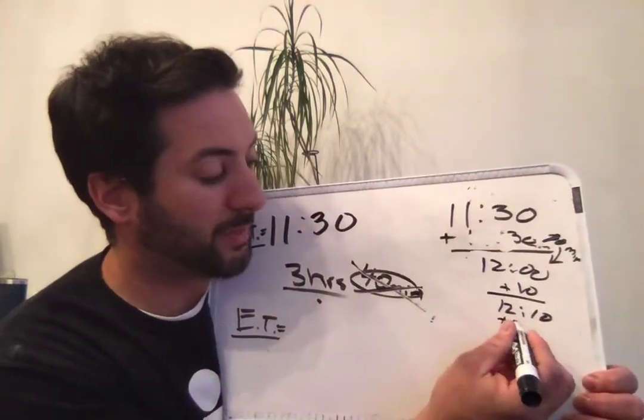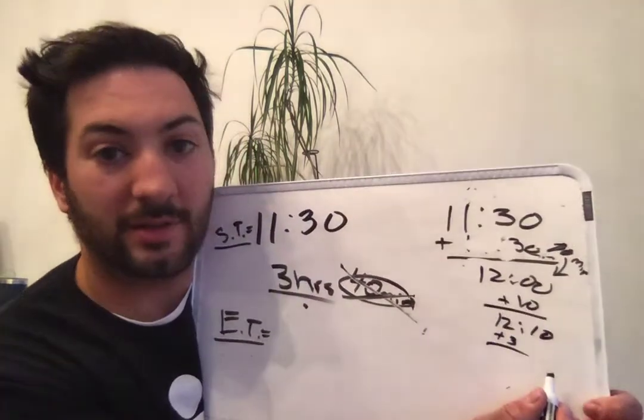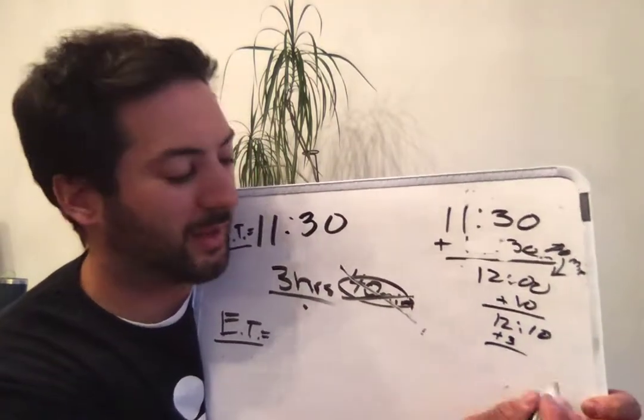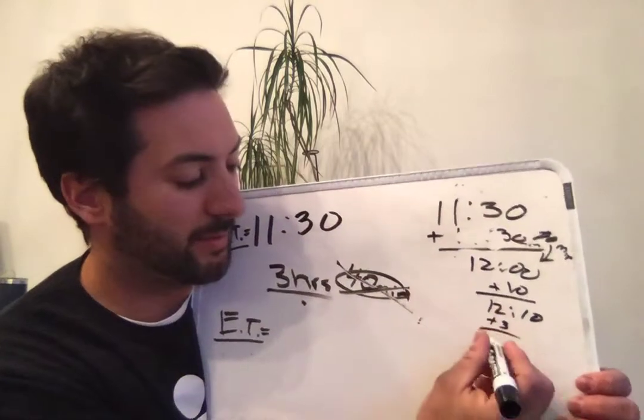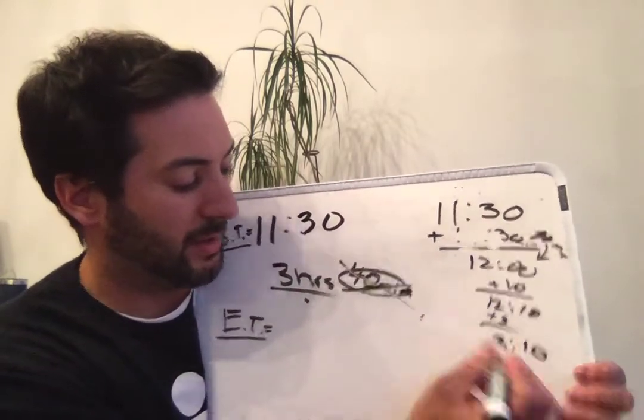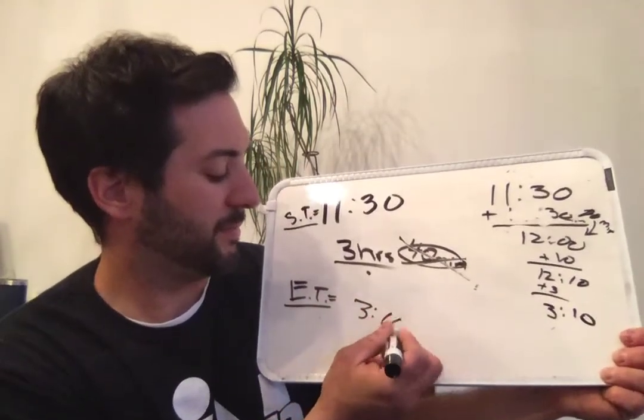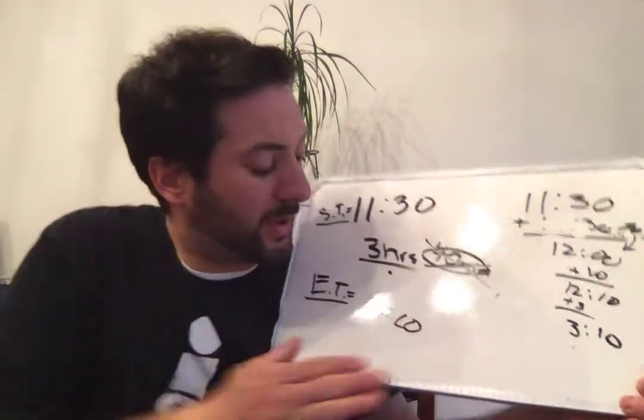Just add the 3 hours, plus 3. 12 plus 3 is 15, but there's no 15 o'clock. So 12, 1, 2, 3. Right? 3:10 would be our final time. Okay, you guys see how that works?